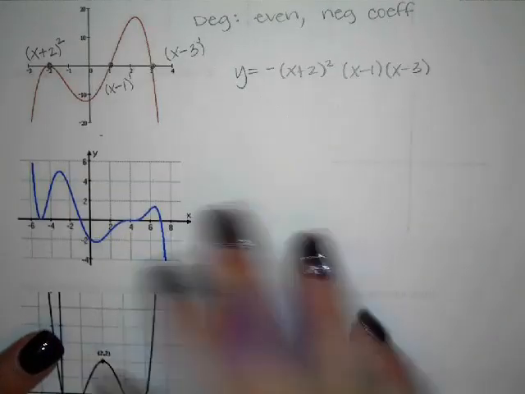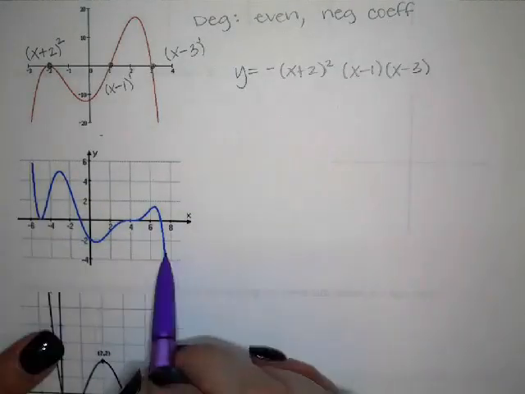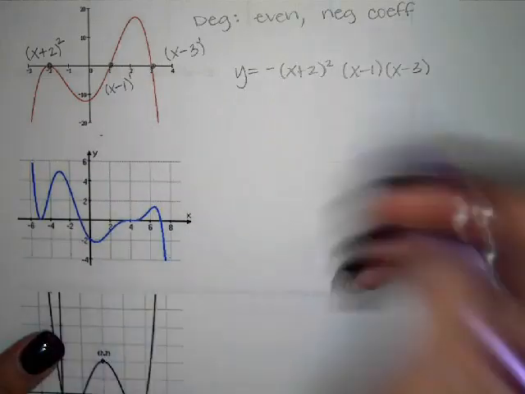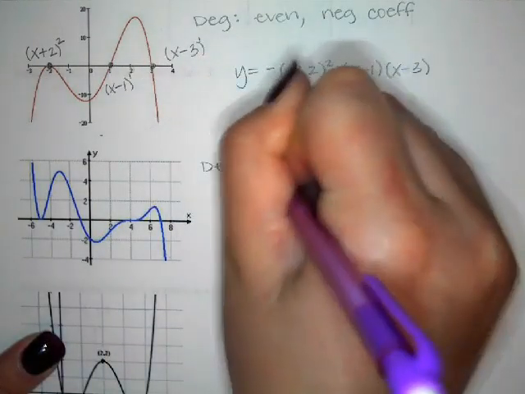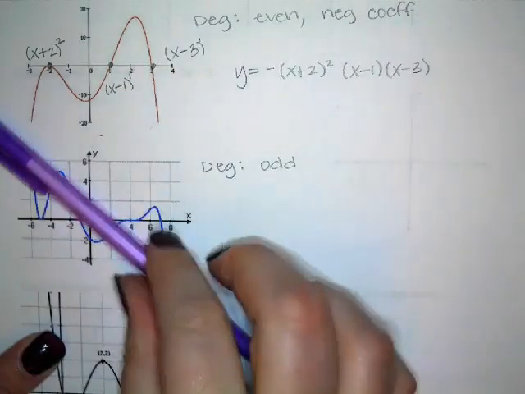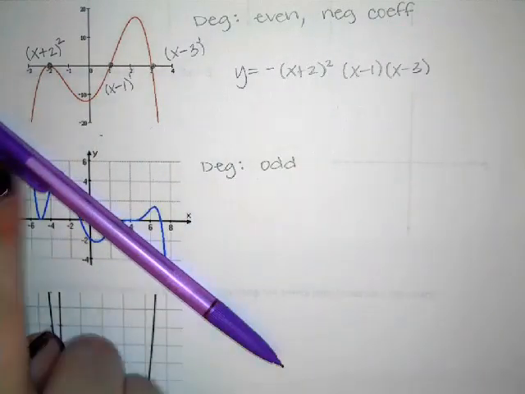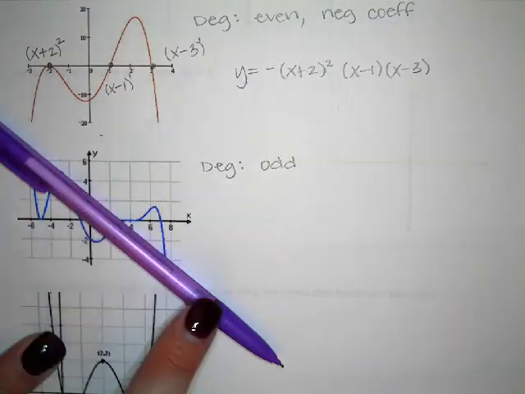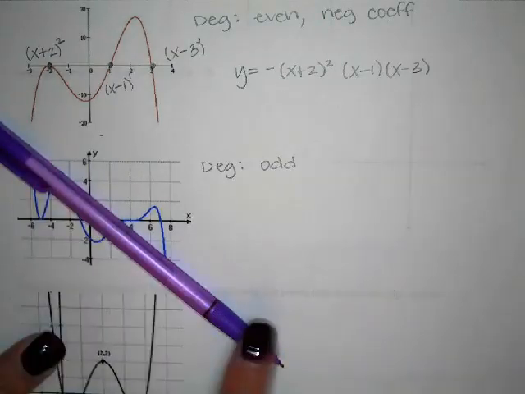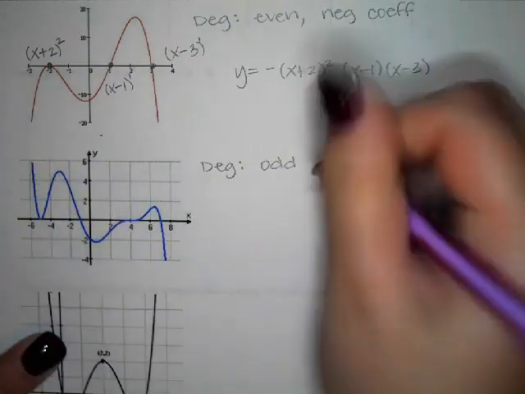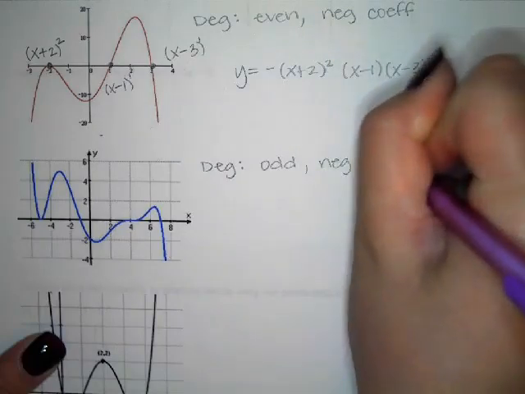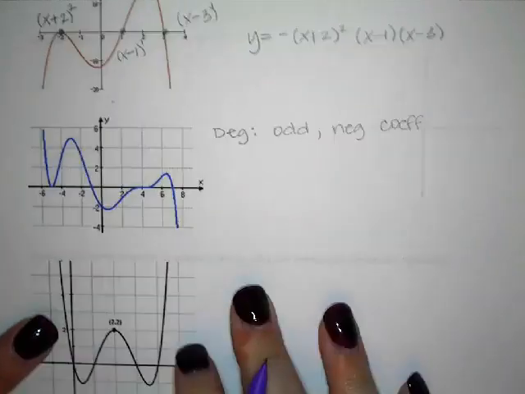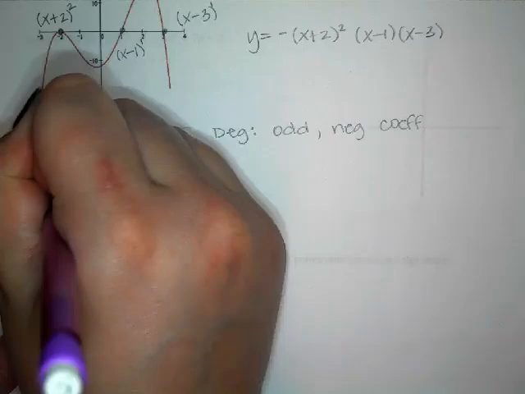Okay, the arrows go opposite directions, and so I know that my degree is odd. If I put my pencil where my arrows are, I can see I have an up arrow first and a down arrow second. That's a negative slant, and so this is going to have a negative coefficient. And then I'm going to look at what my x-intercepts are.